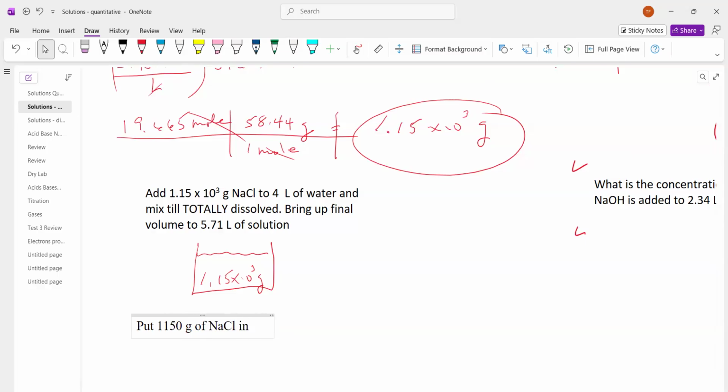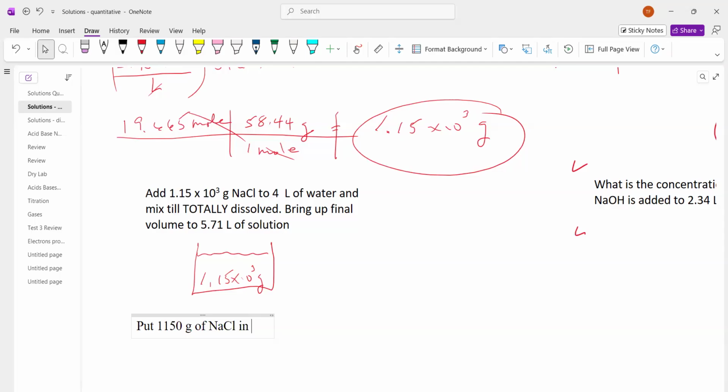Now, it says add 1,015 grams of sodium chloride to 4 liters of water and mix till totally dissolved. It doesn't matter if it's 3 liters, 4 liters, or 5 liters, as long as it's less than the final volume.